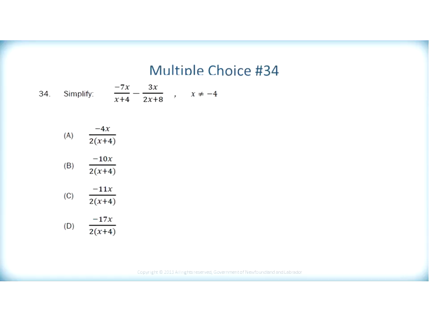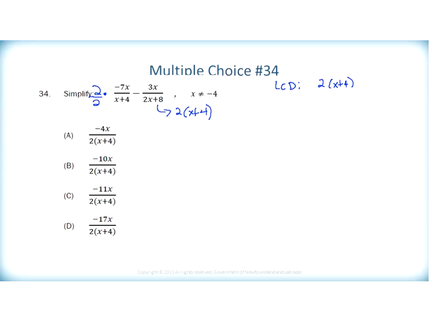Here we're going to subtract two rational expressions. And once again, in subtracting, you must have a common denominator. So it's easier to find the common denominator if you factor the expression. And so we can see that the lowest common denominator would be 2x plus 4, since we can multiply x plus 4 by 2 to get the 2x plus 4.